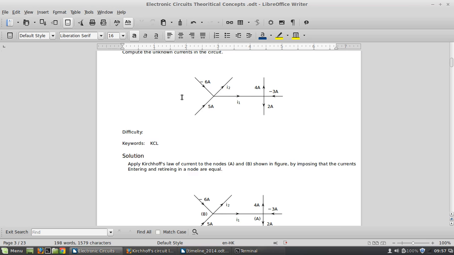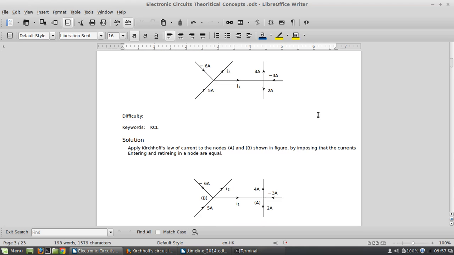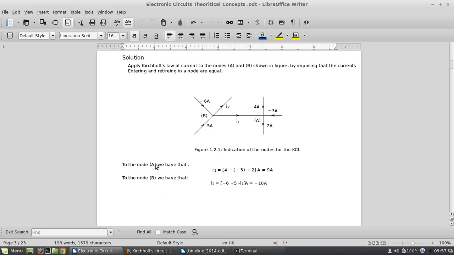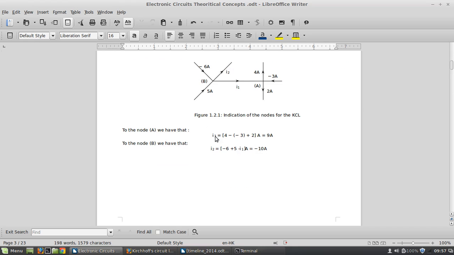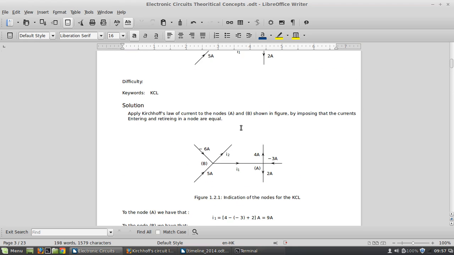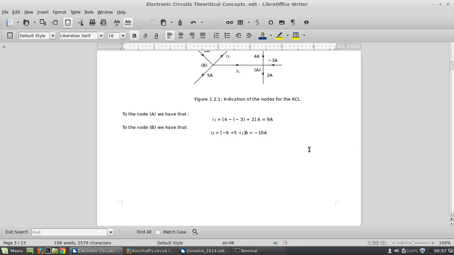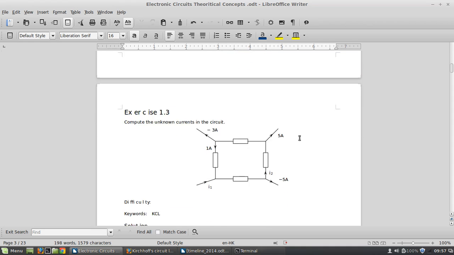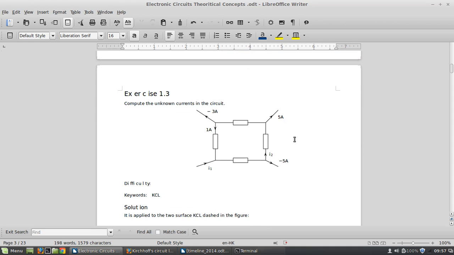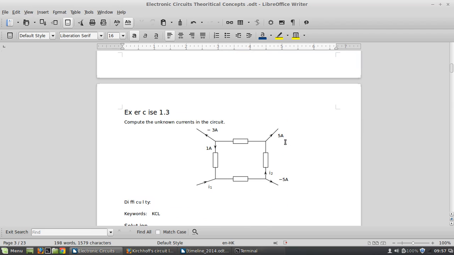I have also stated the circuits here, and the solution is provided here. Apply Kirchhoff's current law to nodes A and B. So first A, as I have told you, and then B, as shown in the figure. By imposing that the current entering and leaving a node are equal, this is a very simple fundamental circuit that you solved right now.